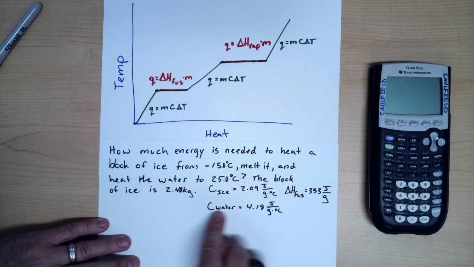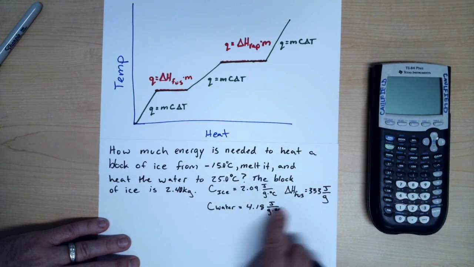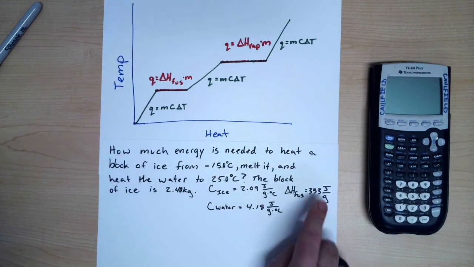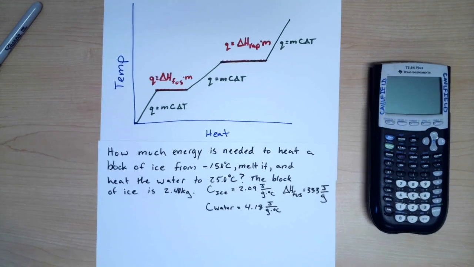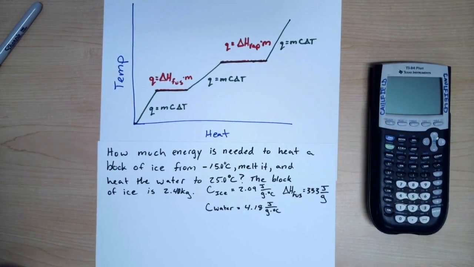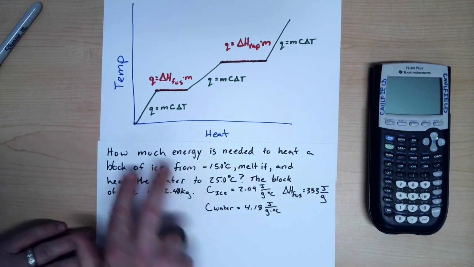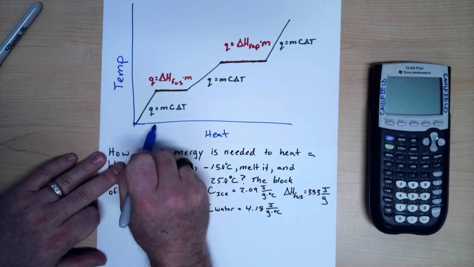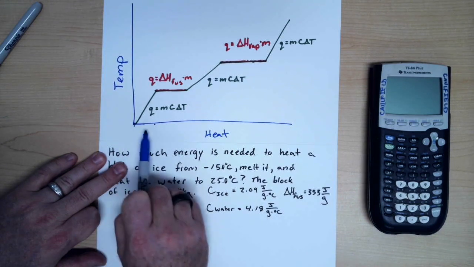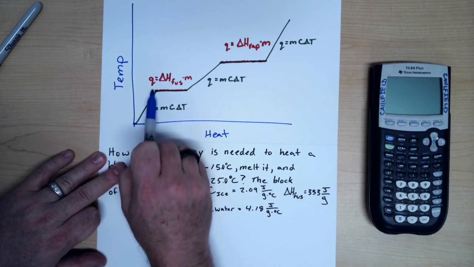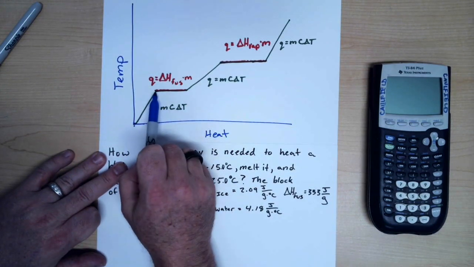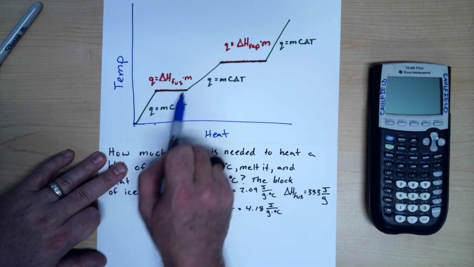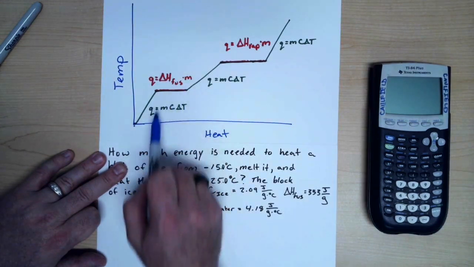Here's the specific heat capacity of liquid water, right there. This is the enthalpy of fusion. This is the amount of energy, 333 joules per gram of ice. The beauty of how this works is we're going to figure out how much heat energy, from here to here, is associated with the heating of the solid. Then we'll do a separate calculation for how much heat energy is associated from here to here to do the phase change.